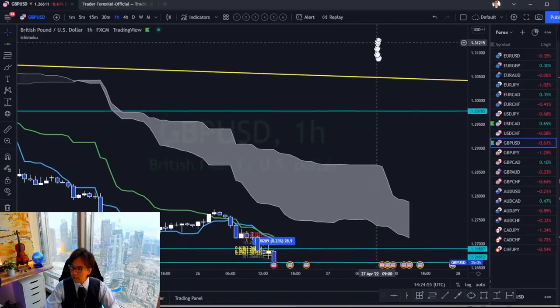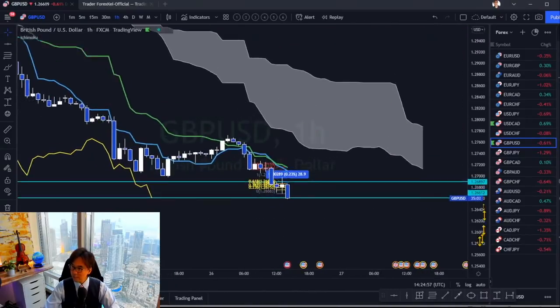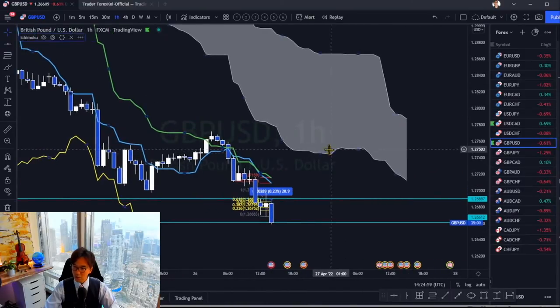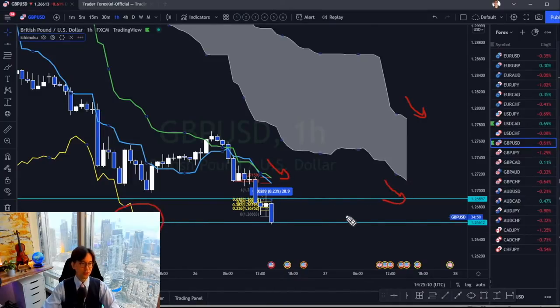And as I went to the 1 hour chart, I see the Kumo down also. Same situation. Kumo Senkou Span B down, A down. Kijun Sen, Tenkan Sen were both down. And Chikou Span below the candles. So this is bearish. We can take a sell. We can look for the sell chance.